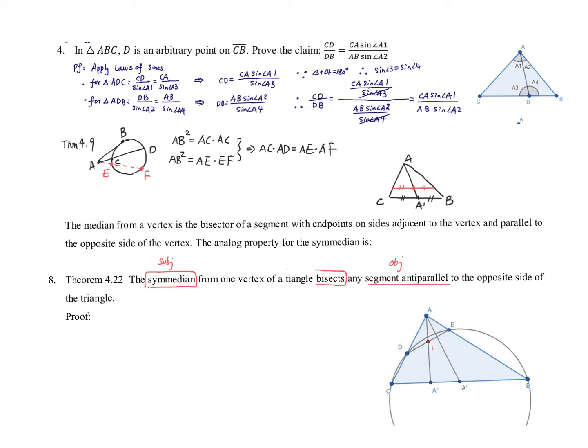To make sense of this statement, let's begin with a triangle ABC. Then I'm going to pick a vertex A. It says the C-median, therefore I'm going to construct the median through this vertex A, which is AA' in this case. This is the median, and AA'' will be its C-median. Now it says any segment antiparallel, so we need to find a segment that's antiparallel to the opposite side, which is BC. How do we find the antiparallel segment?